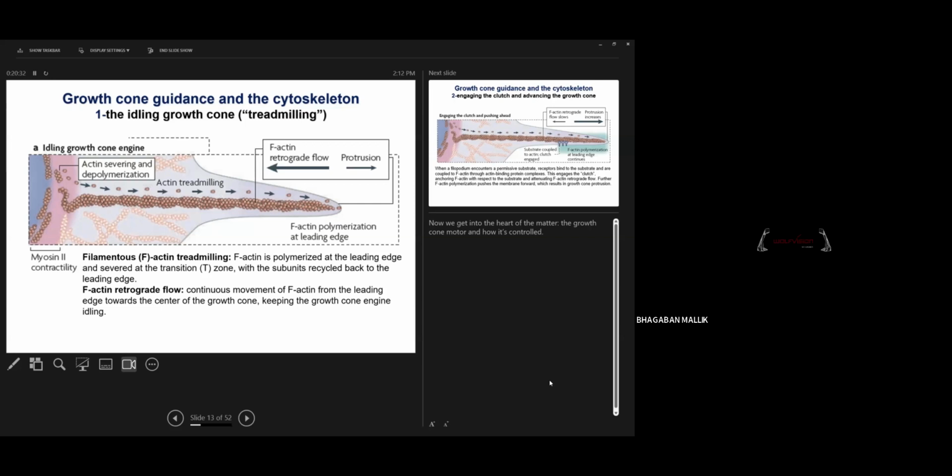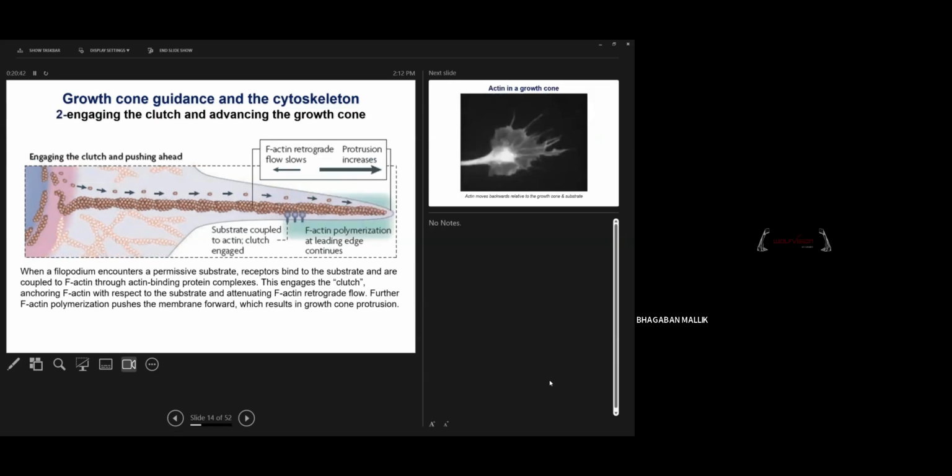Okay, and you have protrusion of filopodia. So this type of flow is called F actin retrograde flow. Okay, so this is showing the same thing here. So this actually flows to this region. This is called retrograde flow, and after that, when they attach to the substrate.